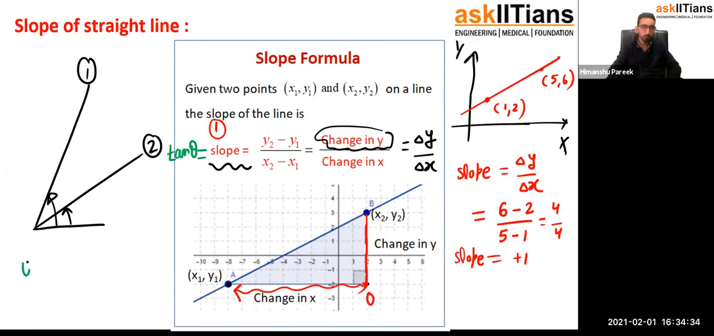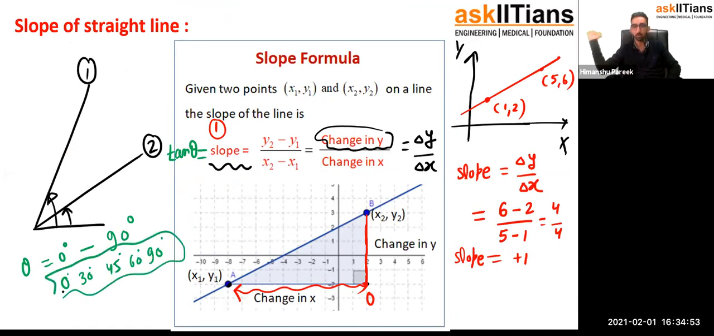Do one thing, from theta equal to 0 to 90 degrees. Not saying 1, 2 degrees. The standard values 0, 30, 45, 60, 90. For all these angles, you remember the sine, cos, tan values. It would be beneficial for you if you remember them directly. All right. So if you remember them, you can easily find out the slope of a straight line.